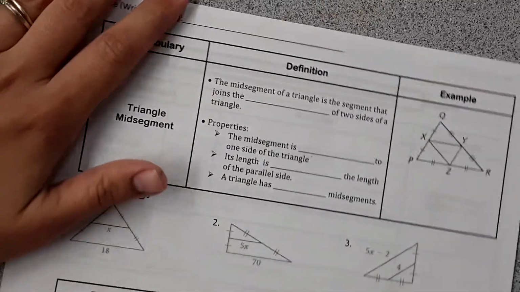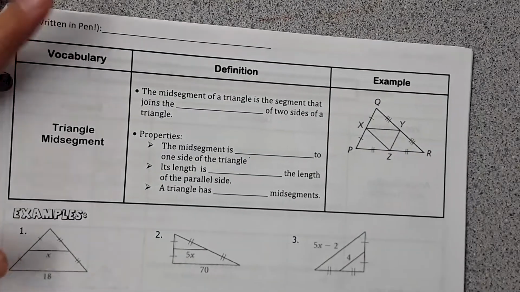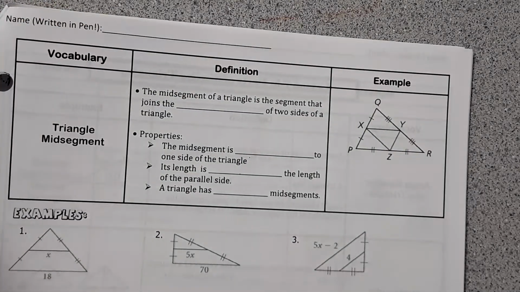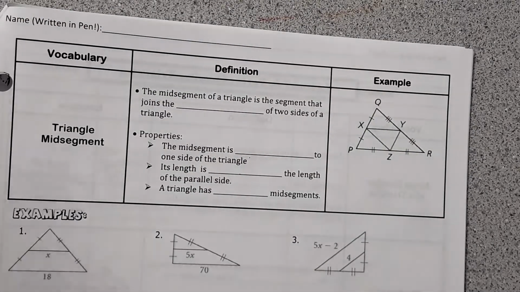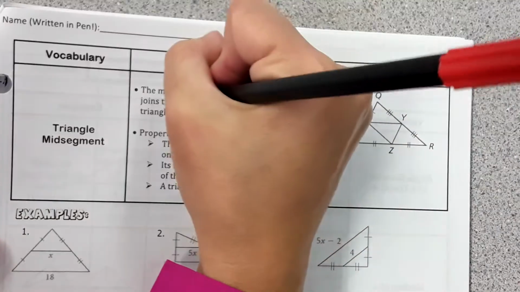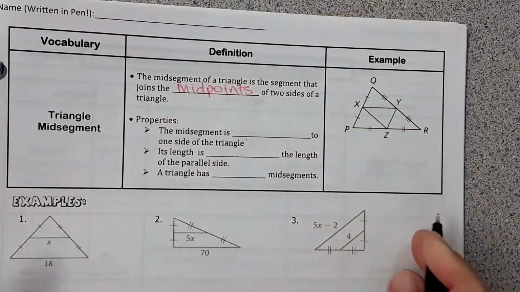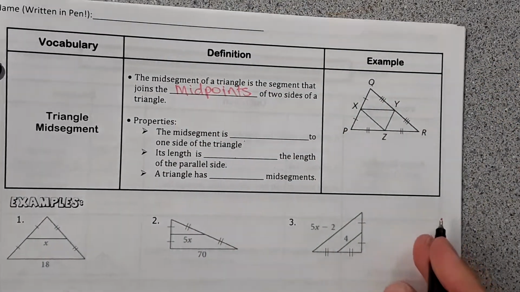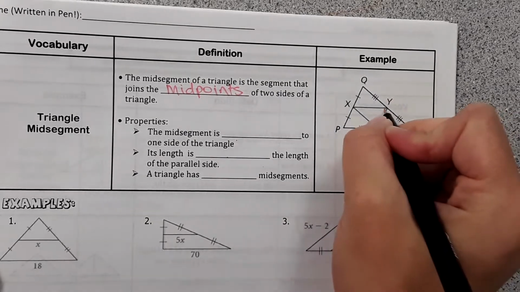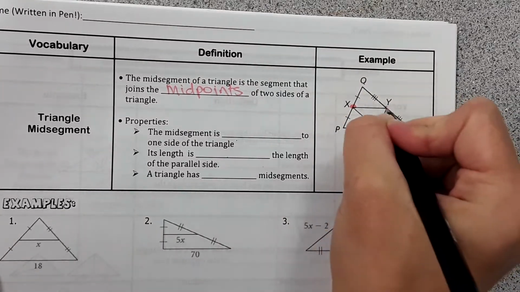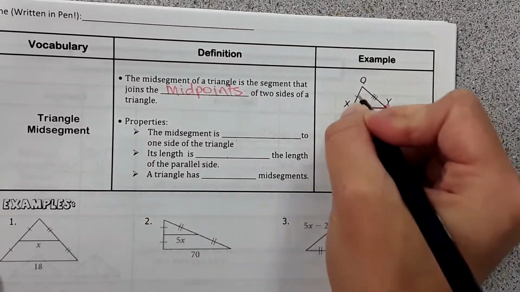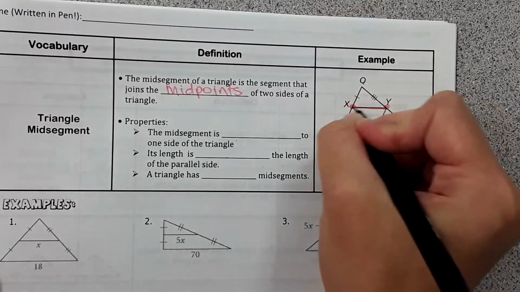Okay, another theorem, but this one's even easier than the first one. Triangle midsegment. The midsegment of a triangle is a segment that joins the midpoints of two sides of a triangle. So when we look at this picture, this segment joins the midpoints of this side and this side to create this midsegment.